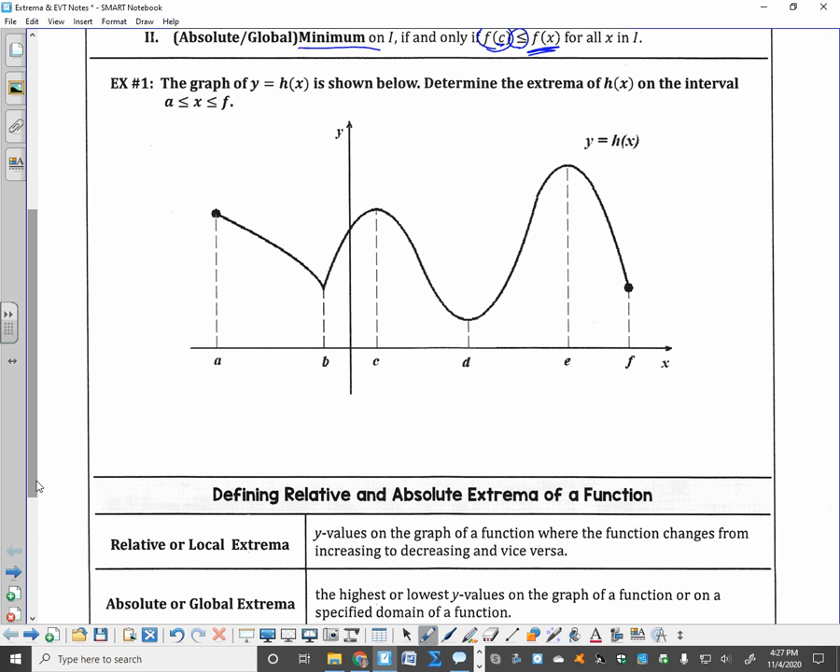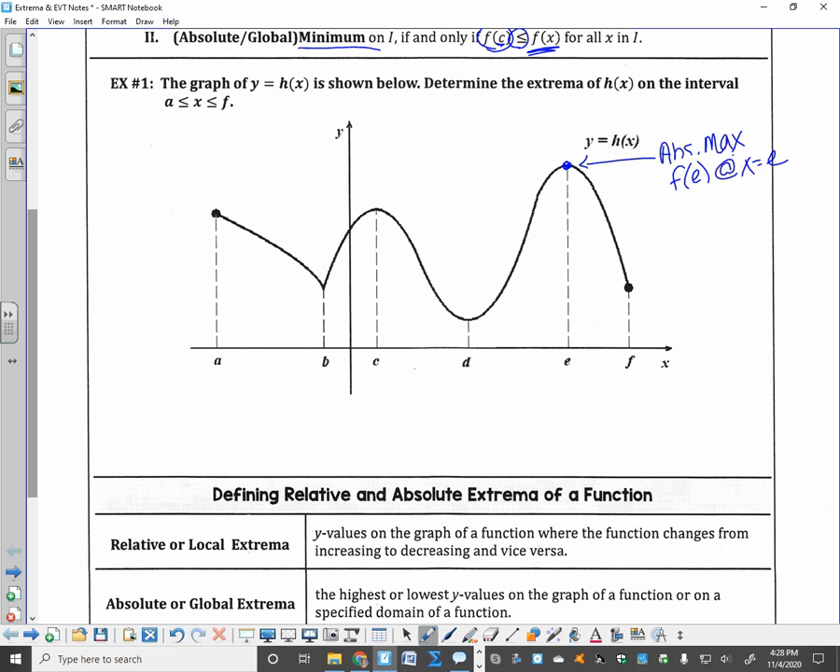Okay, now we have absolute, but then we also have relative. Now the absolute is the end all be all highest and lowest points. So right here is an absolute max. The max is f of e, because that's the y value, and it occurs at x equals e.